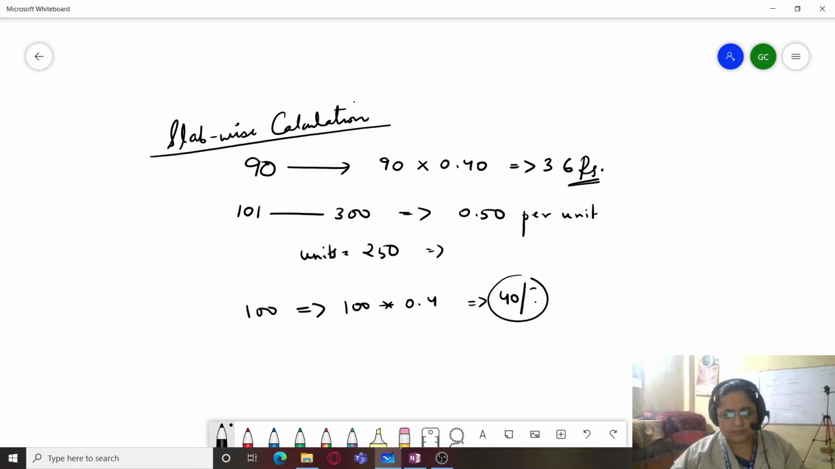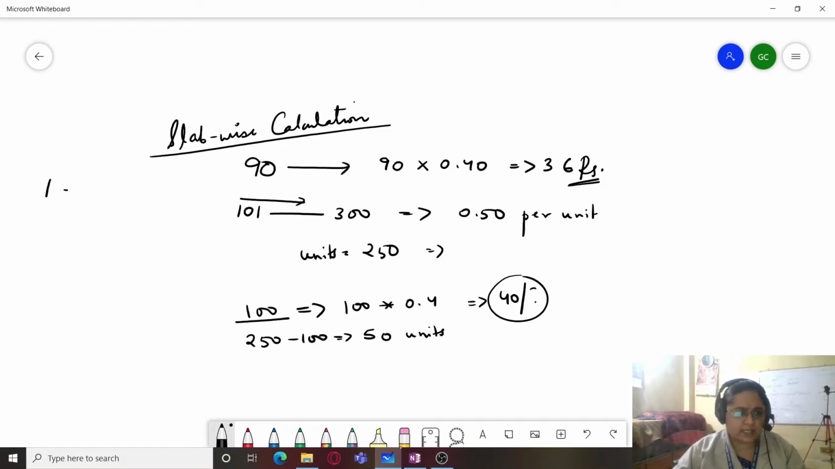That is, you have consumed 100 units. 100 units out of 250 will be charged at 40 paise only. So you will have to pay 40 rupees for that. Now, what are the remaining units? The remaining units are 50 units. Now, these 50 units fall within the second range.